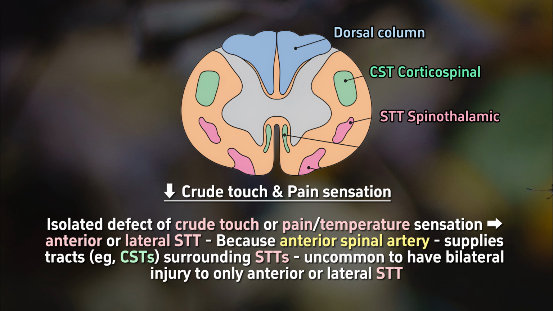Decreased crude touch and pain sensation: an isolated defect of crude touch sensation or pain and temperature sensation could occur only with isolated injury to the anterior or lateral spinothalamic tract respectively. Because the anterior spinal artery also supplies the tracts, for example, corticospinal tracts, surrounding the spinothalamic tracts, it is extremely uncommon to have bilateral injury to only the anterior or lateral spinothalamic tract.